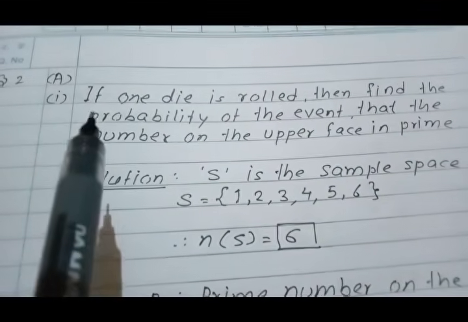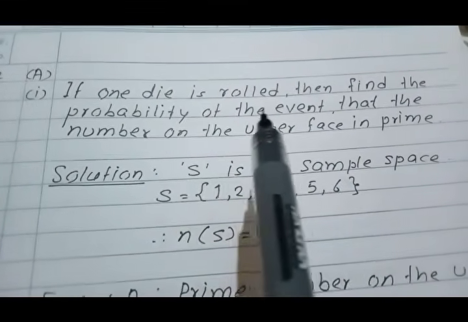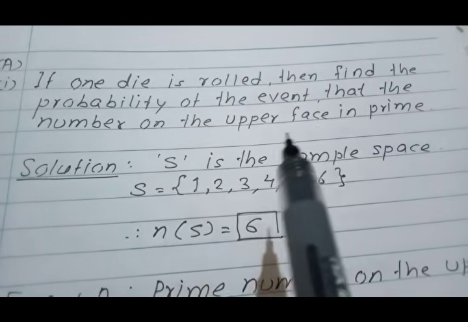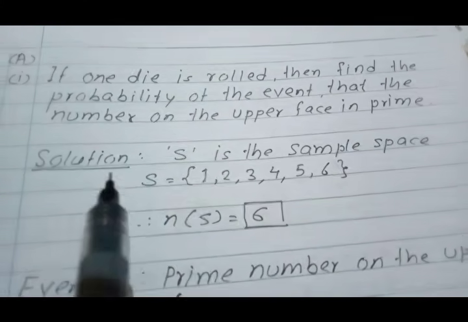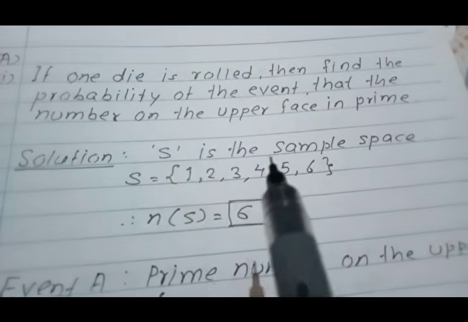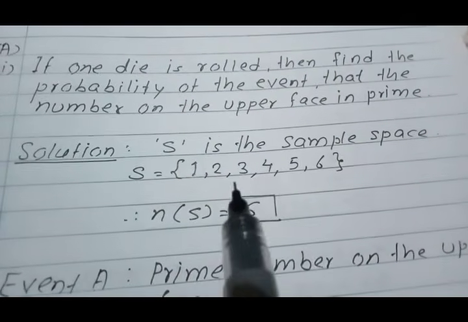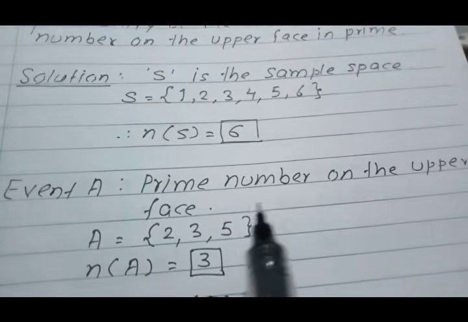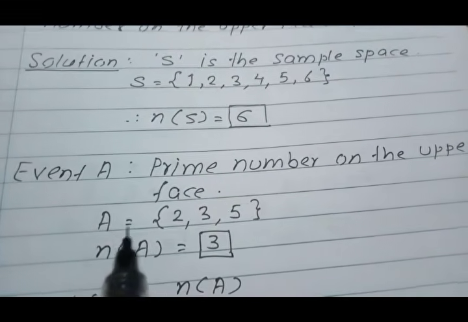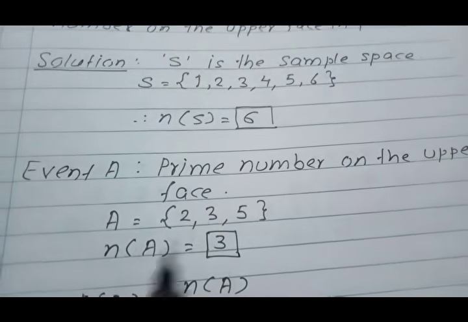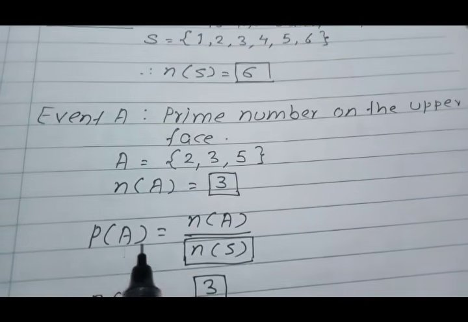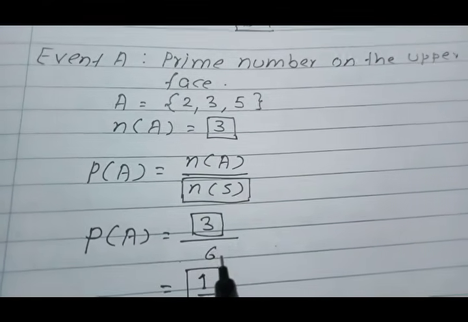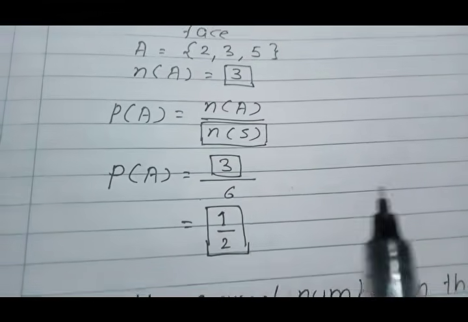Question 2a. Number 1. If one die is rolled, then find the probability of the event that the number on the upper face is prime. Solution: S is the sample space, S equal to 1, 2, 3, 4, 5, 6. So n(S) equal to 6. Event A, prime number on the upper face, A equal to 2, 3, 5. n(A) is 3 numbers. So P(A) equal to n(A) upon n(S), so P(A) equal to 3 upon 6. So 3 twos are 6, 1 upon 2.